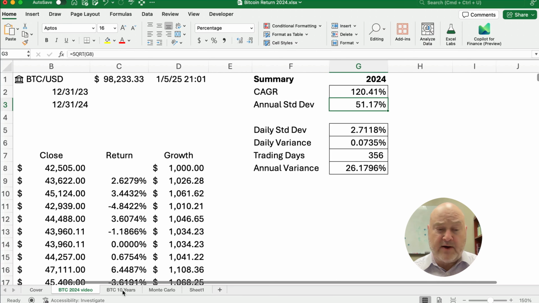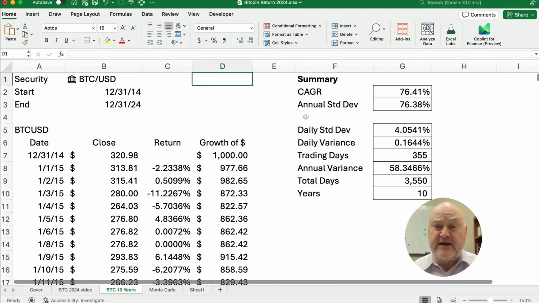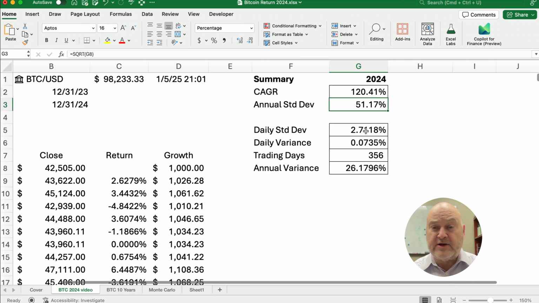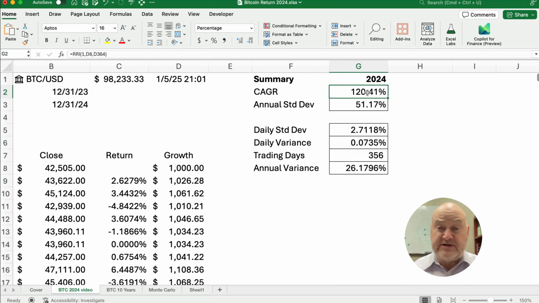Now, how did that compare with the entire market? The entire market for 10 years, the compounded annual growth rate is about 76% for Bitcoin, and the standard deviation is about 76% for the last 10 years. So in 2024, we had a return that was higher than the average 10 years, and our risk a little bit less than the average standard deviation for the last 10 years.